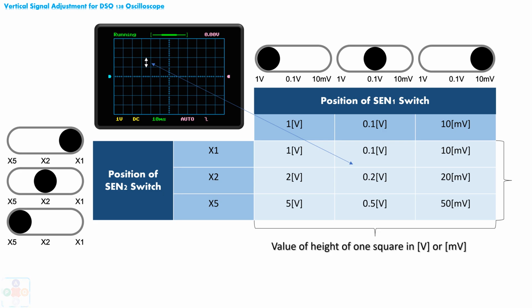When we set switch SEN2 to position x2, now we are multiplying the selection from switch SEN1 with a factor of 2. So, if the SEN1 switch is in position 1 volt, and the SEN2 switch is in position x2, that means that the height of 1 square now equals 2 volts. The table on screen gives all values for all possible combinations of positions of the SEN1 and SEN2 switches.